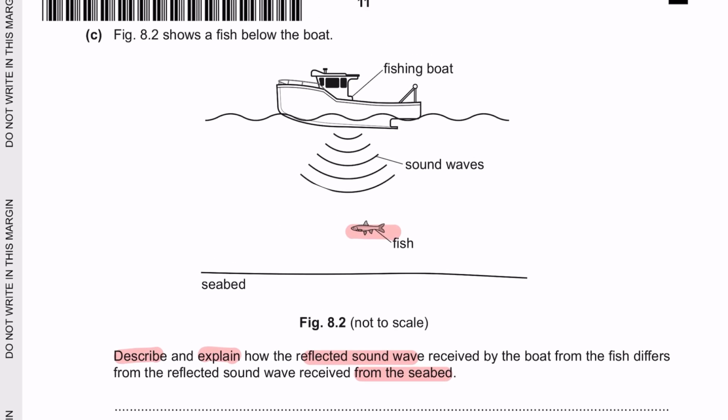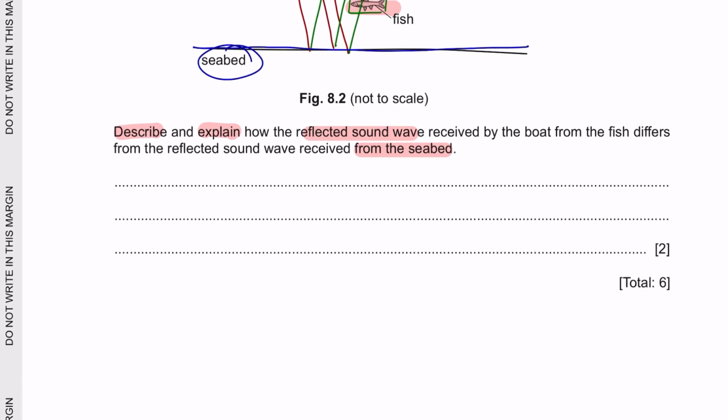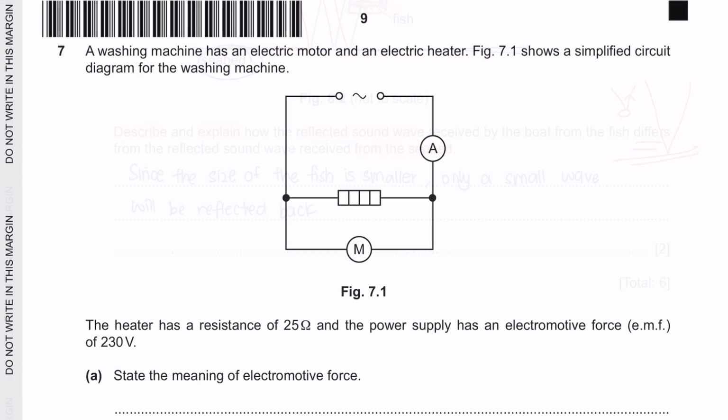Meaning to say that there are some waves which hit the fish and get reflected back to the boat, and some waves that hit the bottom of the seabed and get reflected to the boat. Since fish are very small, the wave that gets reflected back is going to be very little, whereas the seabed is very broad and wide, so the boat will receive much more reflection after the waves hit the seabed. So that's how you can differentiate whether it's being reflected by a small object or by the depth of the sea. Next, question 7.